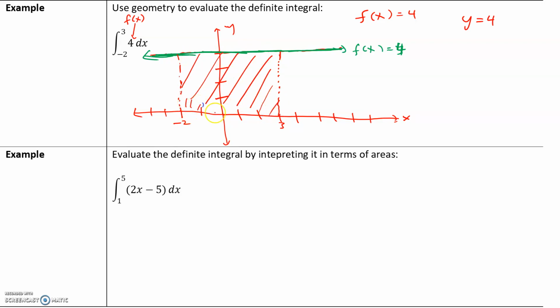So the area of a rectangle is pretty simple. It's length times width. So the length is 1, 2, 3, 4, and 5. So -2 to 3, this is 5 units. The height is 1, 2, 3, 4, or the width is 4. So if I multiply 5 times 4, then that's going to be 20 square units.